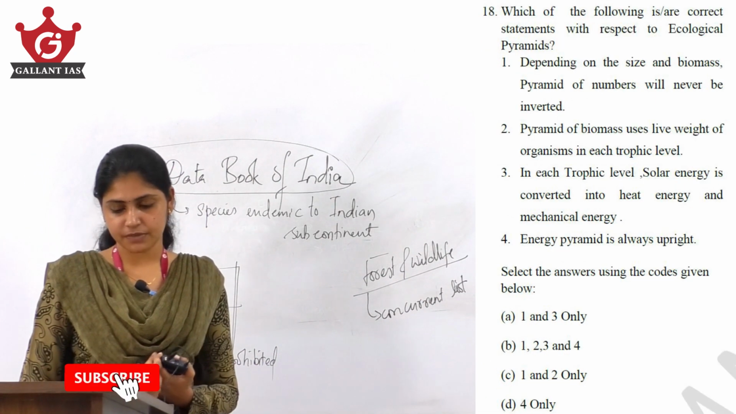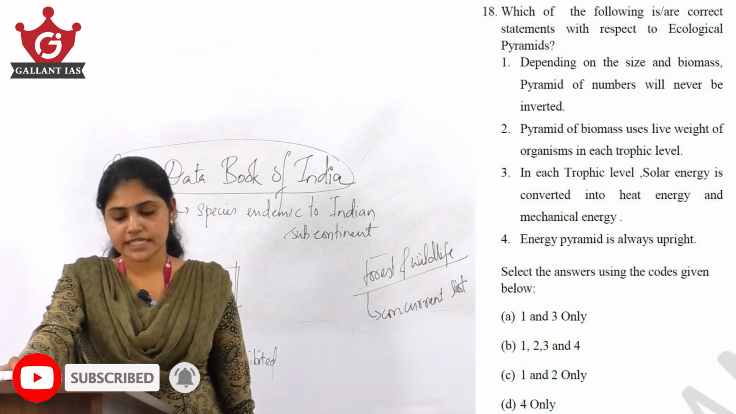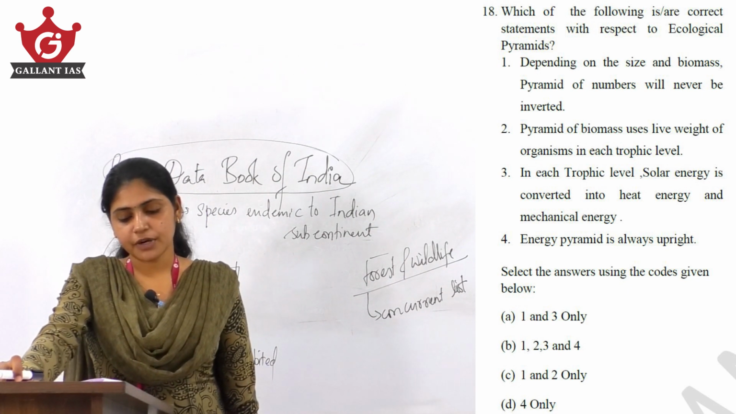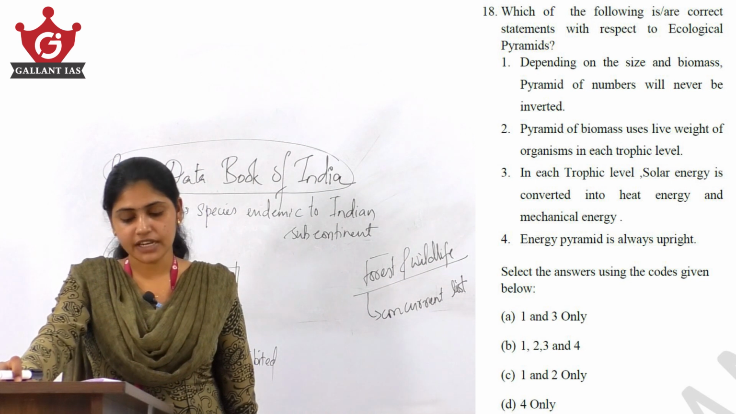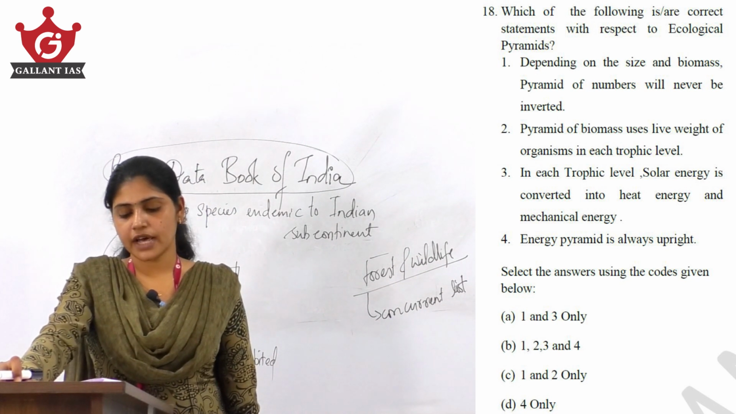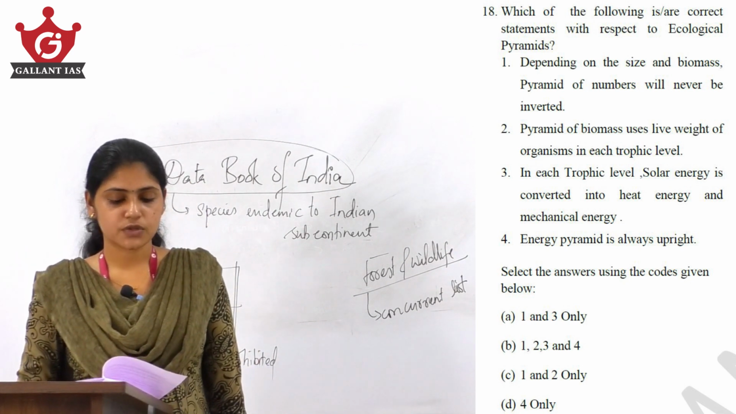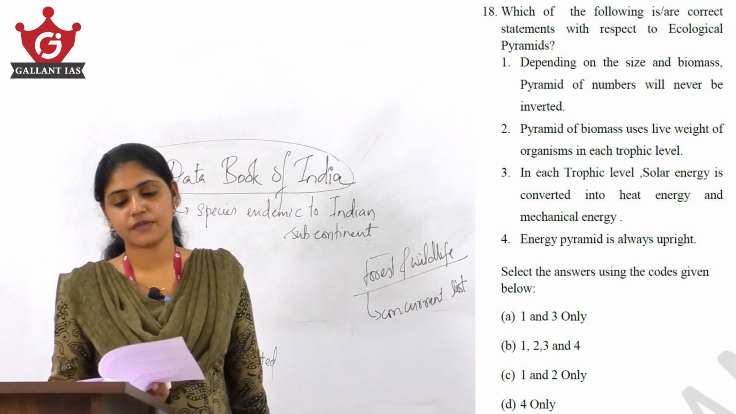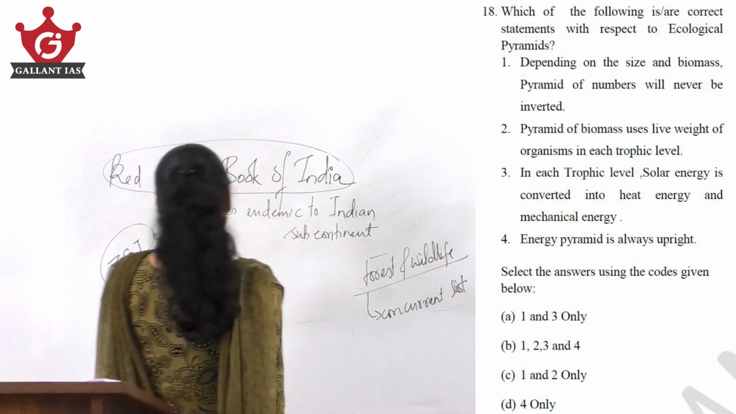Consider the following statements with respect to ecological pyramids. Depending on the size and biomass, pyramid of numbers will never be inverted. Pyramid of biomass uses live weight of the organisms in each trophic level. In each trophic level, solar energy is converted into heat energy and mechanical energy. The fourth statement is: energy pyramid is always upright. You have to pick out the correct statement. A very easy question, a very basic question.